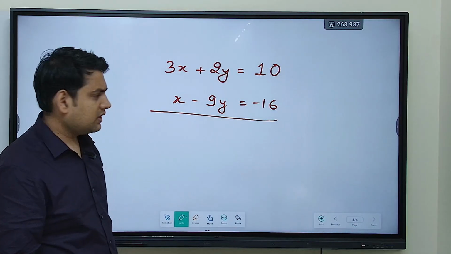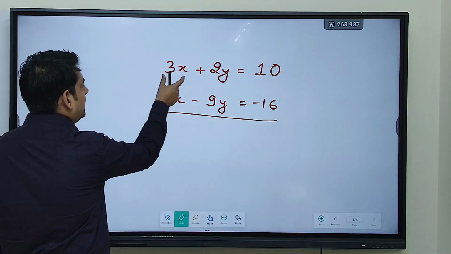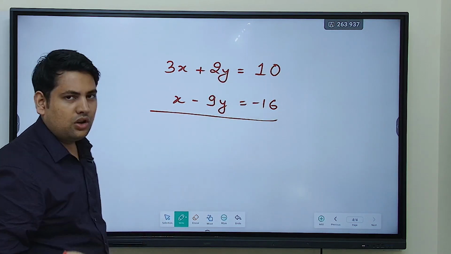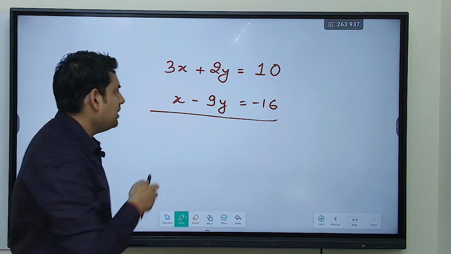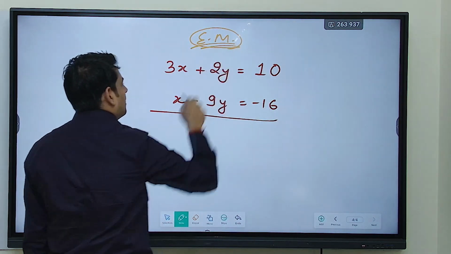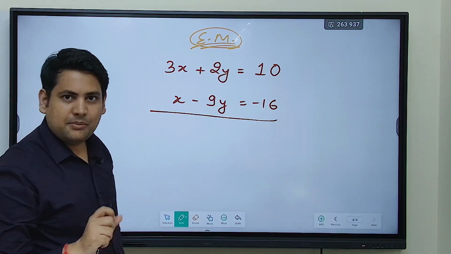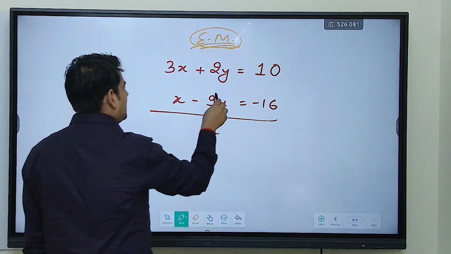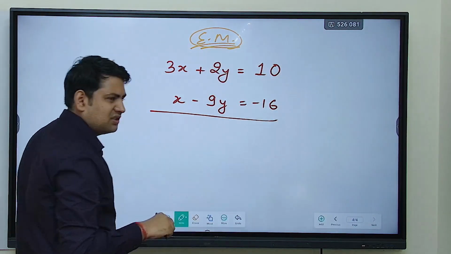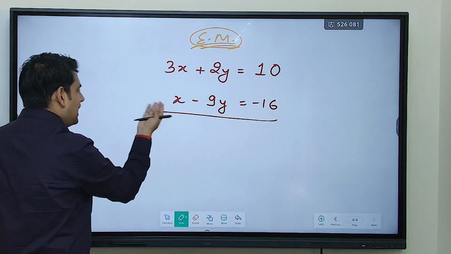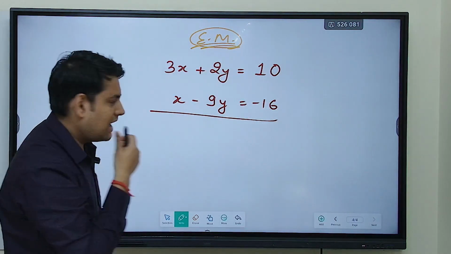See what you need to do here. Now you see 3x plus 2y is equal to 10, x minus 9y is equal to -16. Now again, what do you need to do in the elimination method? You want to eliminate one of these variables. How do you do it? You can either multiply 9 here and 2 here, which is big multiplication, or here you can eliminate x also, correct? That is much easier.